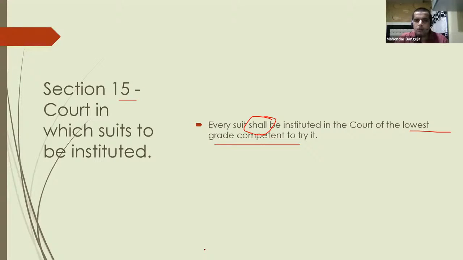If I wanted to file a civil suit, it depends upon your subject matter. Depends upon your subject matter. Depends upon your pecuniary limit of the civil suit, and subject matter and pecuniary limit.